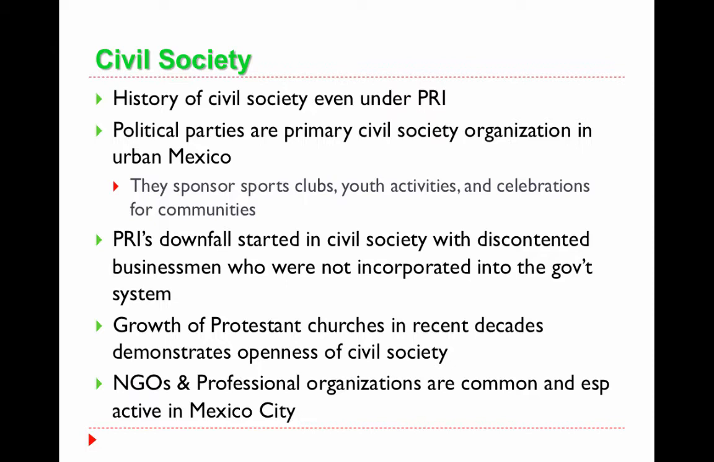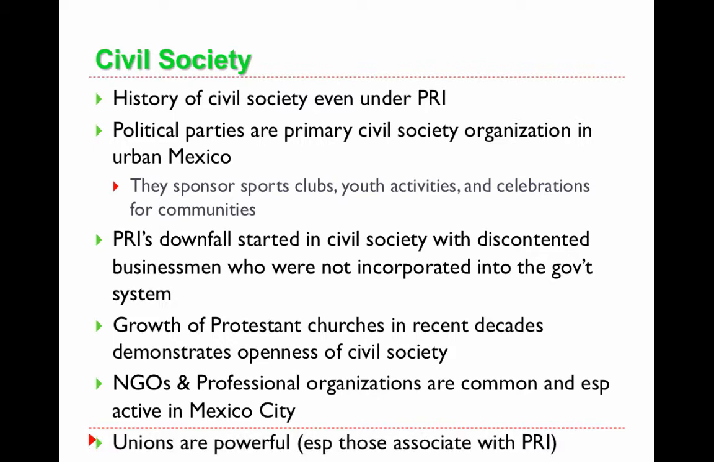Non-governmental organizations and professional organizations are very common, especially active in Mexico City, which is the capital of the federal government. So obviously, it's the nation's capital and it's the seat of government. So again, some similarities here. Obviously, NGOs are very active in the United States. Professional organizations are active, and that is a parallel with Mexico. And unions also are powerful and have a voice, especially those associated with the pre-party.